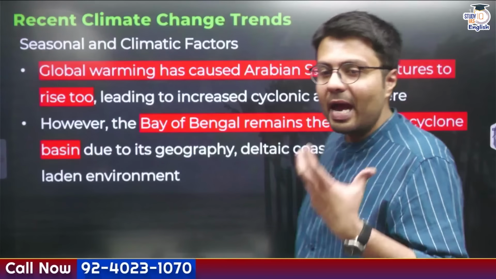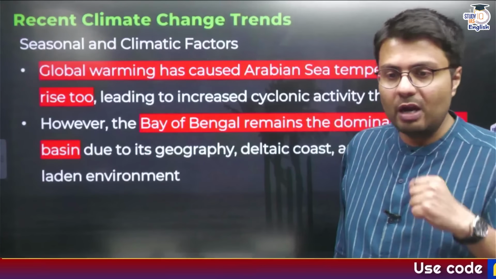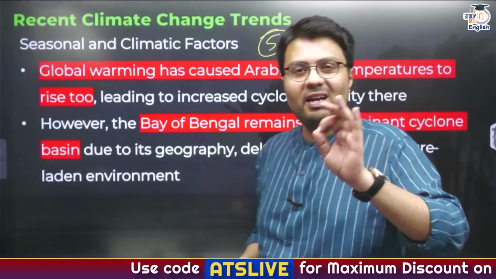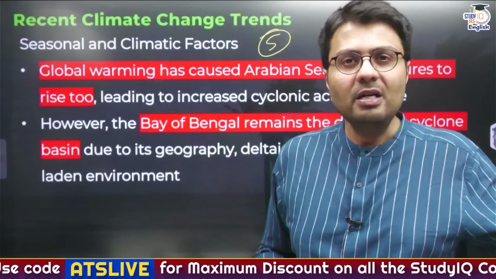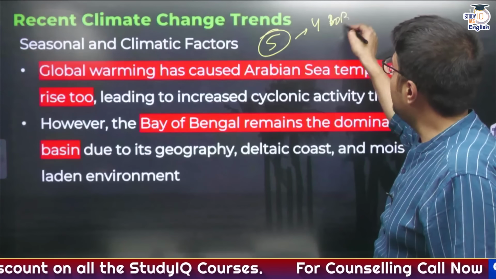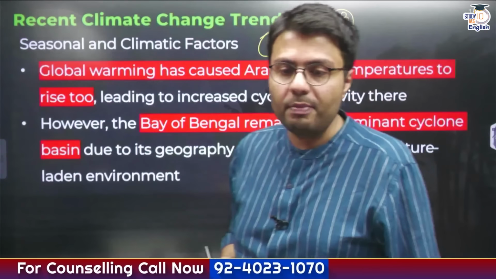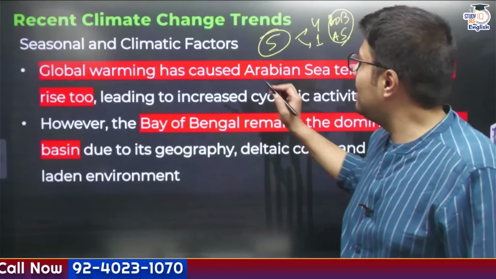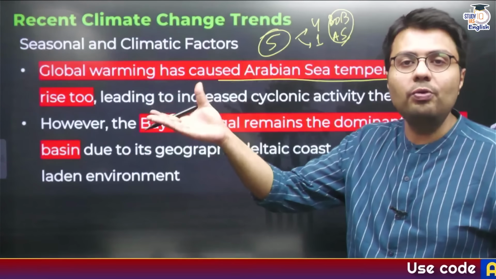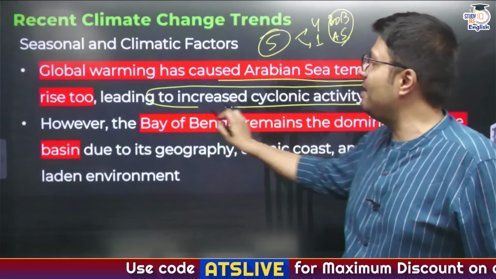But recently climate change has made very big changes in the geography of the region. Now IMD establishes that there are about 5 cyclones on an average in a year in India, and 4 of these originate from the Bay of Bengal region, and only 1 of them on an average originates from the Arabian Sea. But global warming has created a condition where sea surface temperatures of the Arabian Sea are rising too, and therefore going forward you will witness increased cyclonic activity even in the Arabian Sea region.